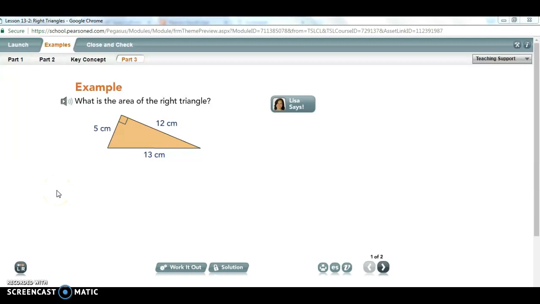We are now in part 3. We want to find the area of this right triangle, so we have to determine our base and our height. Our base and our height are going to be perpendicular to each other, so I always want to look for this right angle. Typically, you're going to have this little box that tells you that this is a right angle, so that's what you want to look for. I'm going to say that my base is 5, and I know I need to multiply it by the height with it, which is 12.